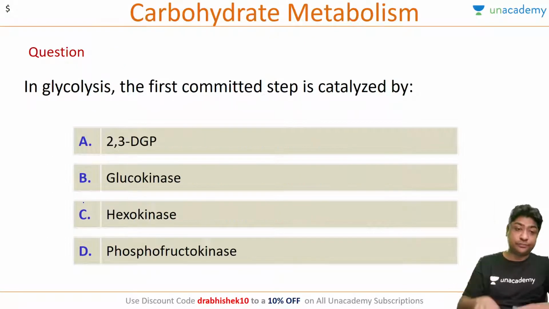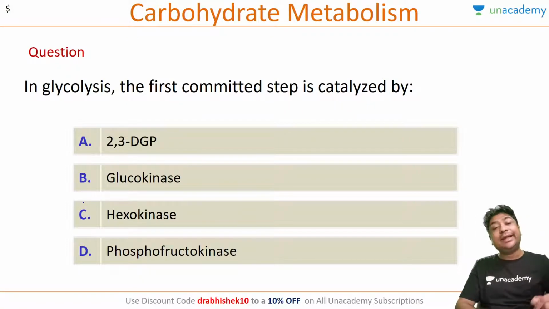Okay, very good. Let's answer this question. In glycolysis, the first committed step is catalyzed by. Your options are 2,3-diphosphoglycerate, glucokinase, hexokinase, or phosphofructokinase.